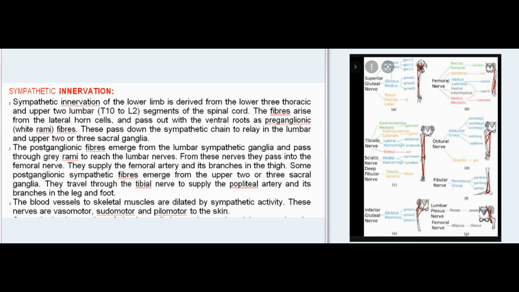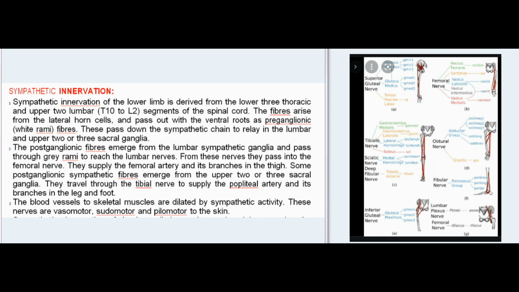The fibers arise from the lateral horn cells, and pass out with the ventral roots as preganglionic, white rami, fibers. These pass down the sympathetic chain to relay in the lumbar and upper 2 or 3 sacral ganglia. 2. The postganglionic fibers emerge from the lumbar sympathetic ganglia and pass through gray rami to reach the lumbar nerves. From these nerves they pass into the femoral nerve. They supply the femoral artery and its branches in the thigh.